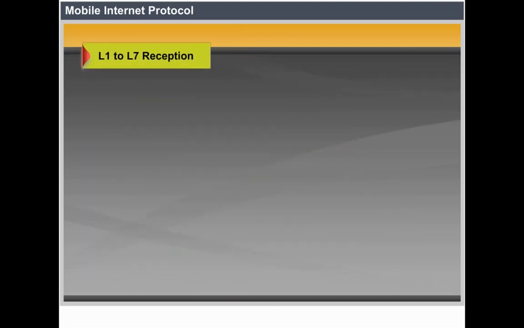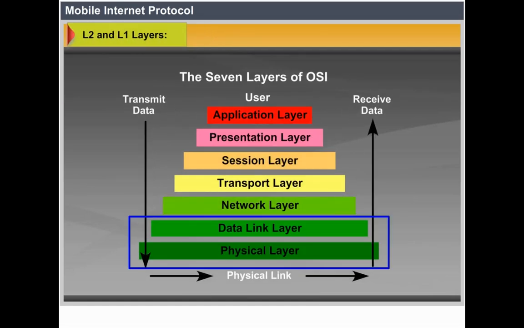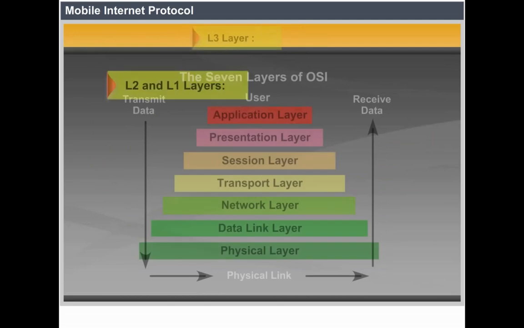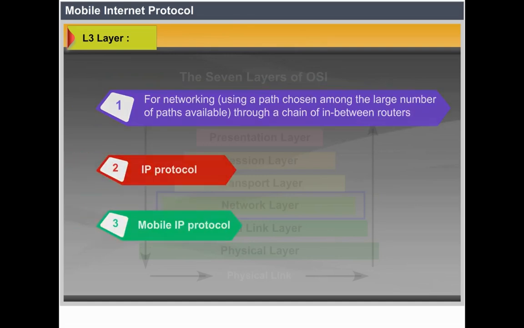L1 to L7 reception. At the receiving end of the network, the bits in the header fields are decoded, for example, by extracting the header upon reception before passing the data to the upper layer. L2 and L1 layers are usually associated with the communication and physical network radio and switching infrastructure, for example, in GSM or CDMA systems. L3 layer is for networking, using a path chosen among the large number of paths available through a chain of in-between routers. IP protocol, mobile IP protocol.